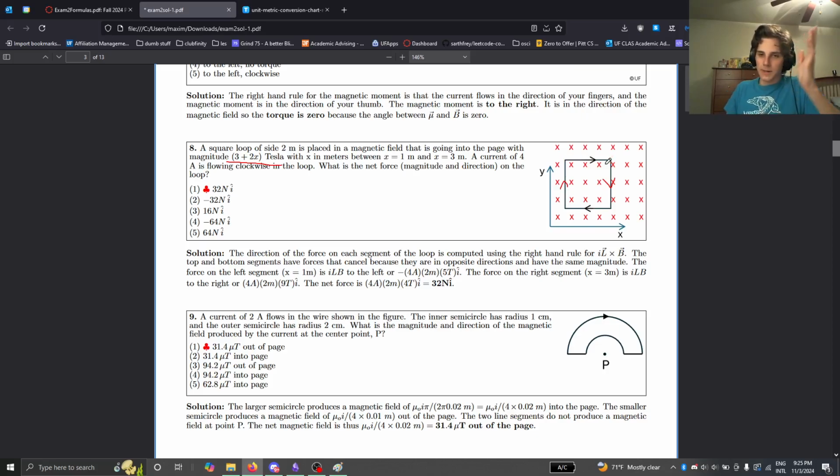No, you don't. Ultimately, if the current's headed this way, and the B field is into the board like this, this side's forcing upwards, this side is forcing downwards. They're all equal because one dot here will match one dot here.